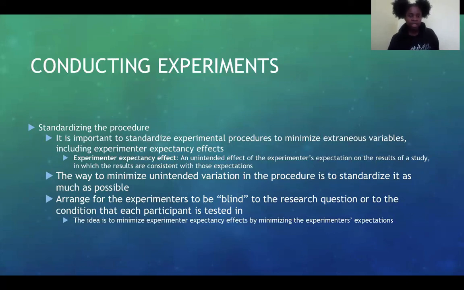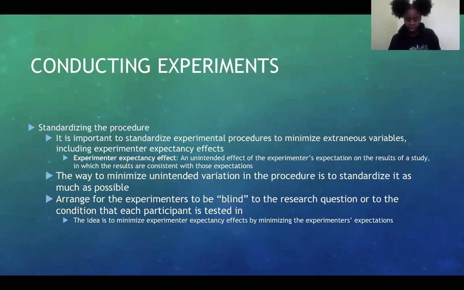Okay, so an experimenter's expectancy effect is an unintended effect of the experimenter's expectations on the result of the study, in which the results are consistent with those expectations. There are several ways to minimize unintended variation in most research procedures.